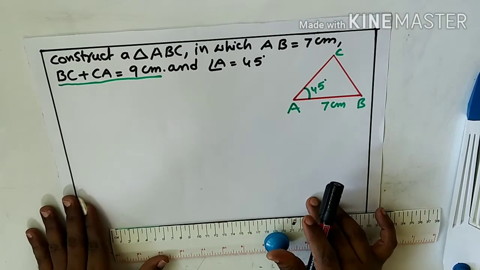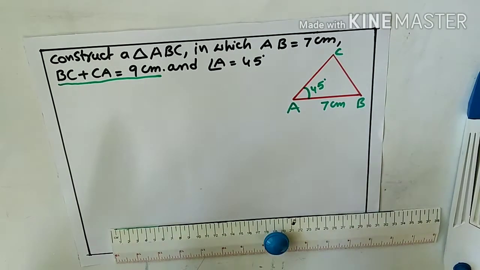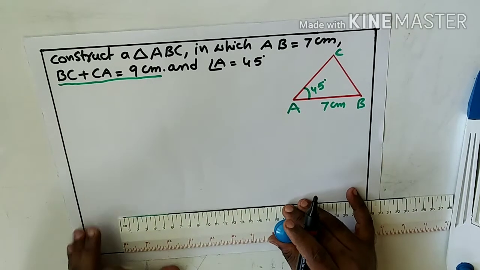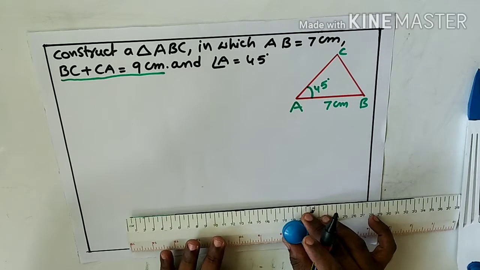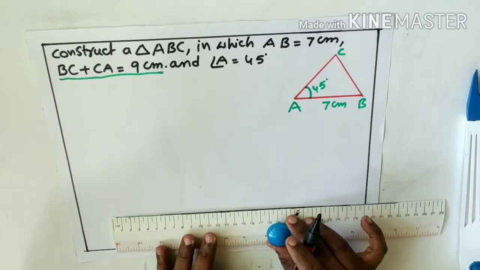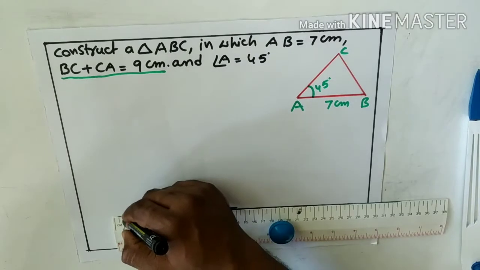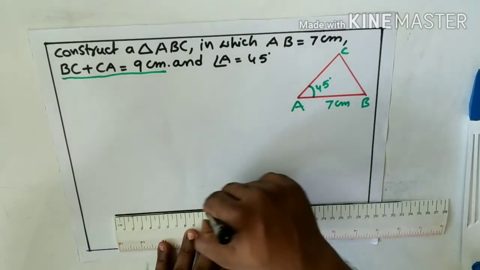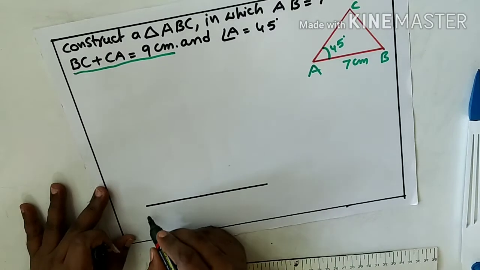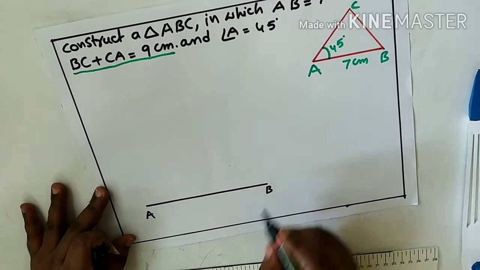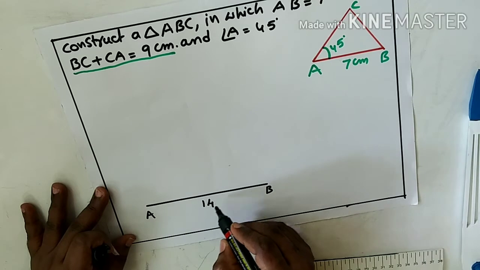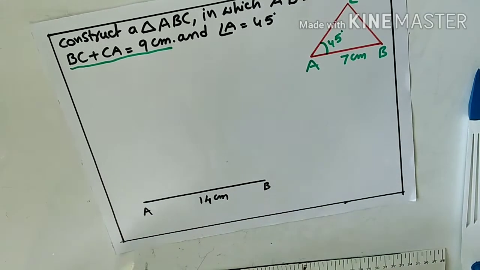Now here 7 centimeters is given. I am taking double, 14 centimeters, because if I take 7 centimeters the diagram will be very small. So I am taking double, then the answer will come double, but the procedure is the same. So I am taking 14 centimeters instead of 7. So this is the line segment AB equal to 14 centimeters.